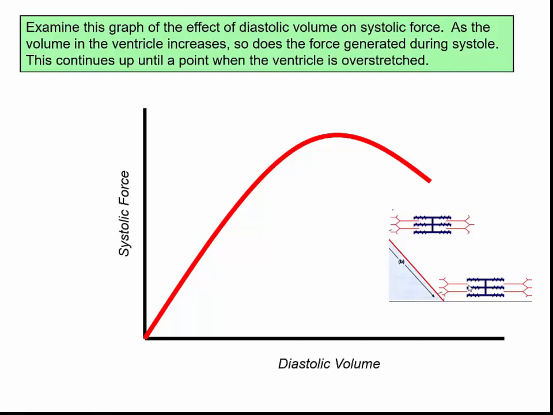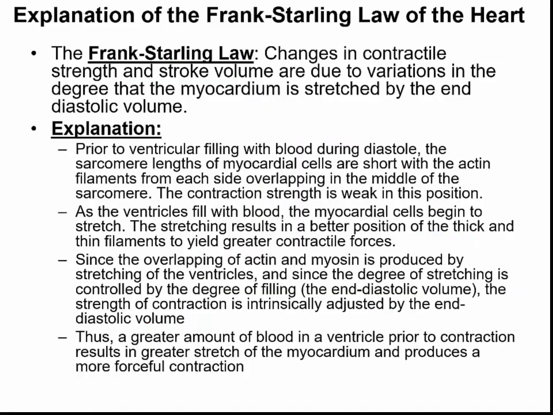Frank-Starling law of the heart says that you're going to stretch out the muscle and the muscle is going to contract stronger. To a point though. You can overstretch that cardiac muscle with too much blood filling into the heart, and you're not going to get a stronger contraction past a point, which is shown here in this graph. So in the Frank-Starling law of the heart, what this is showing is that you have changes in contractile strength and stroke volume that are due to variations in the degree that the myocardium is stretched by the end diastolic volume. And this explanation right here, you can go through and read it.